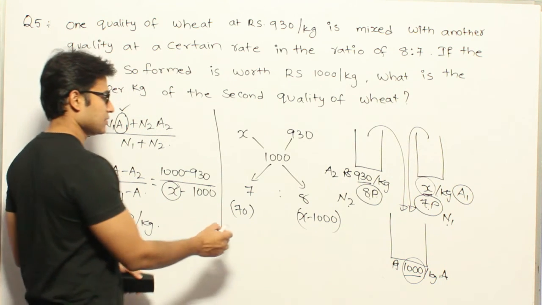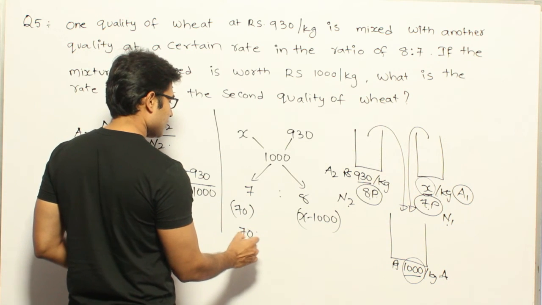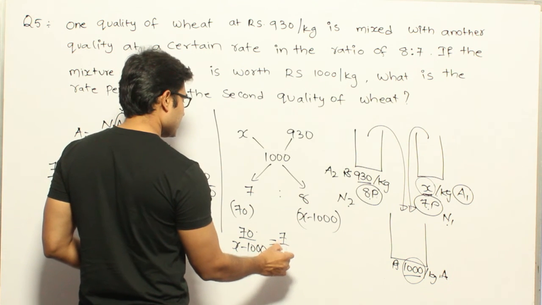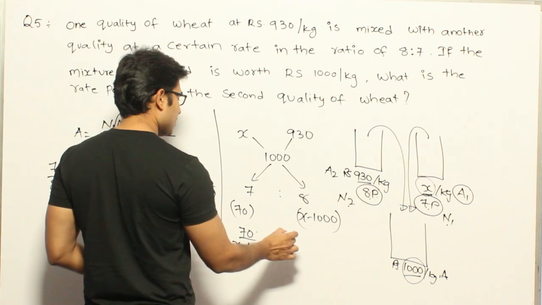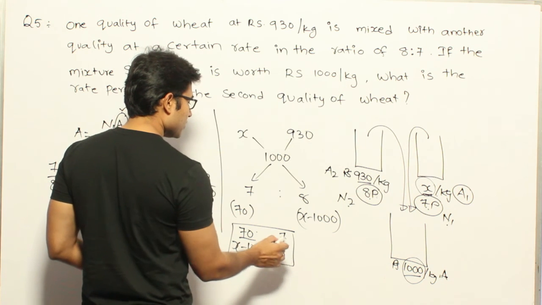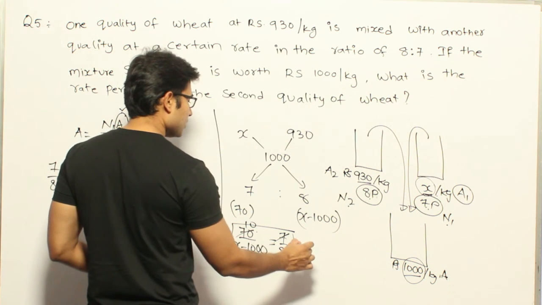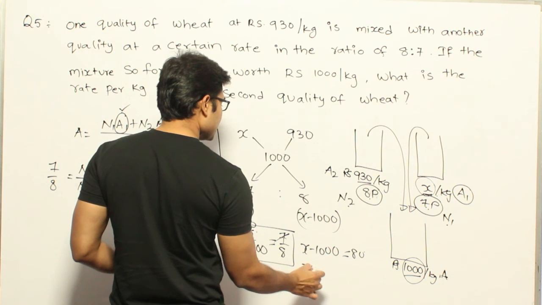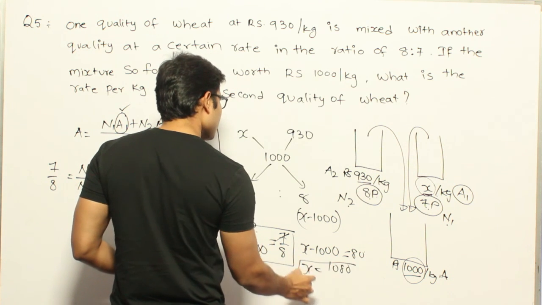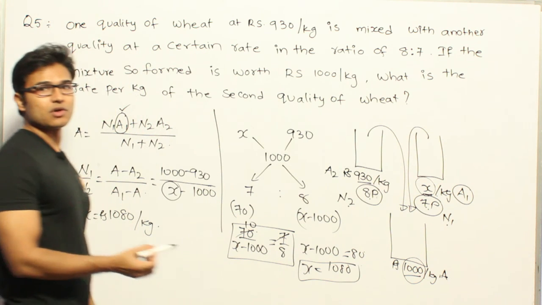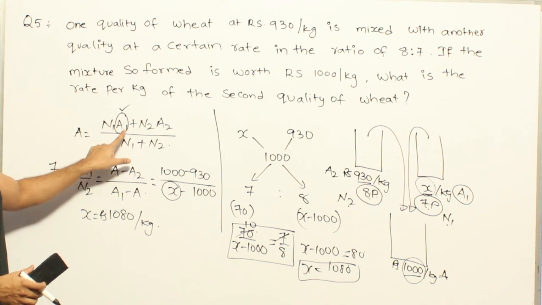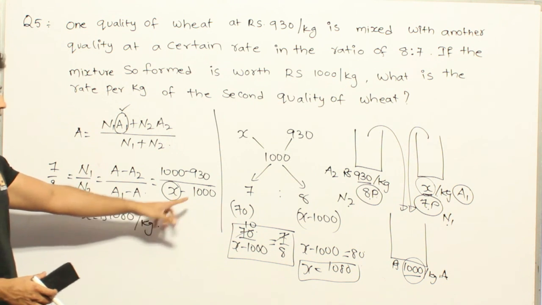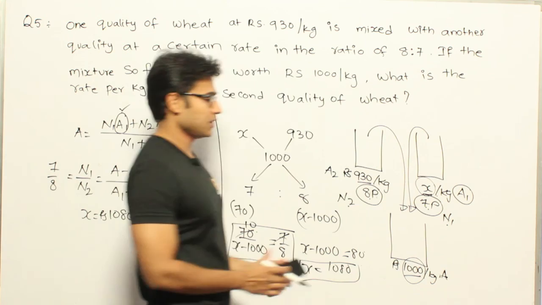Again, if you apply this, 70 by x minus 1000 equal to 7 by 8, right? So again, if you apply it, it is going to be x minus 1000 equal to 80, which means x equal to 1080. So whichever way you feel comfortable, you can solve it. Either by using the initial formula, or if you remember the ratio formula you can find it out, or you can use this diagram and you can find it out. Okay, fine.